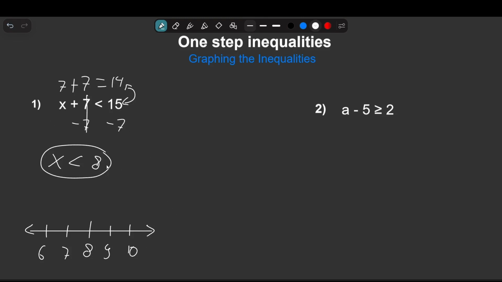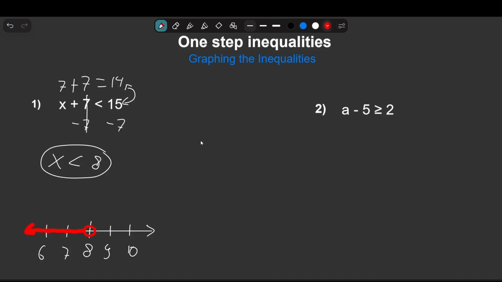On this number line, we are not including 8 because it is a less than 8 symbol and not a less than or equal to 8. So we're going to draw it with an open circle like this. Let's make it a bit thicker so you guys can see it a bit better. And then we take it to the left because our answer is x is less than 8. So our graph is going to look like this for the first example. And that's basically it, guys. This is how you solve and graph the inequalities.